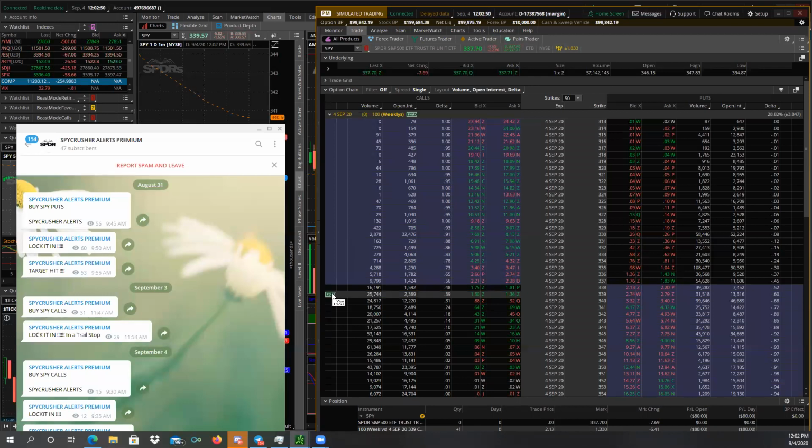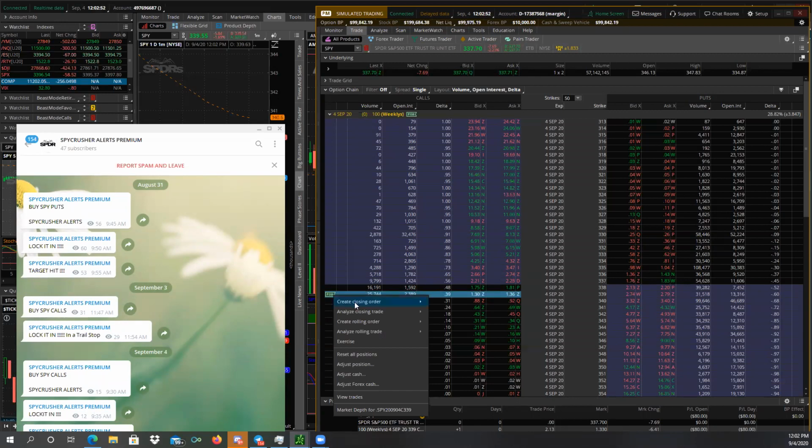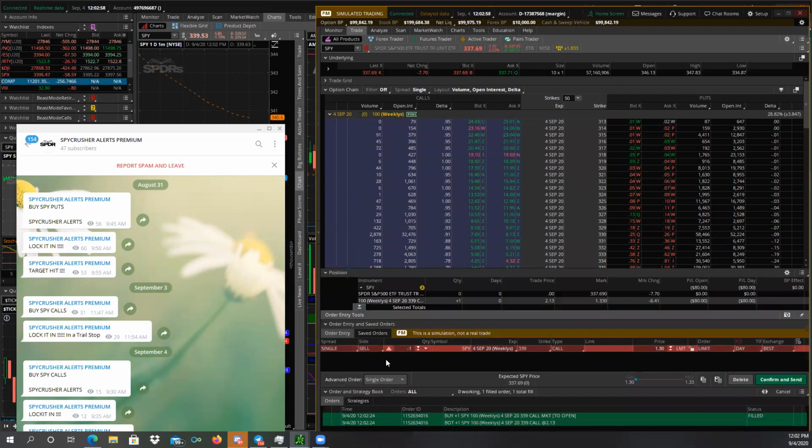I will come over here and I will right-click my position, create a closing order. I want to sell the call that I just bought, press sell. This is going to be red because now we're selling it back to the market, and you don't touch anything. You come over here, and you can put a trail stop. If you mark it out, that'll get you out immediately.